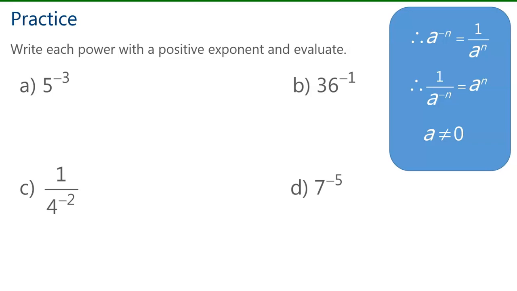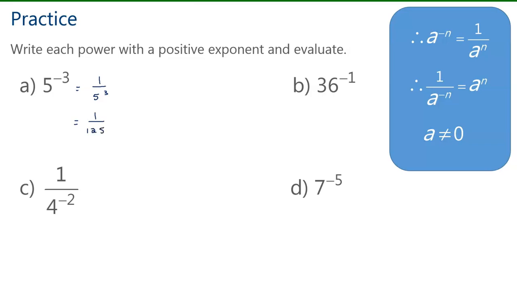Write each power with a positive exponent and evaluate. 5 to the negative 3, using our law on the right, is 1 all over 5 cubed, which is 1 all over 125.